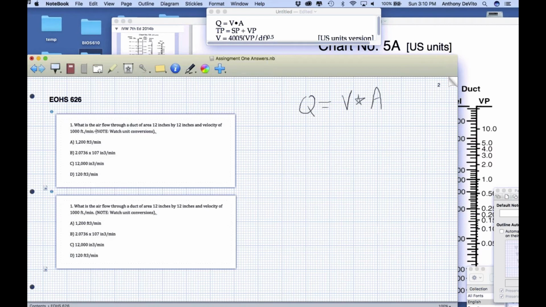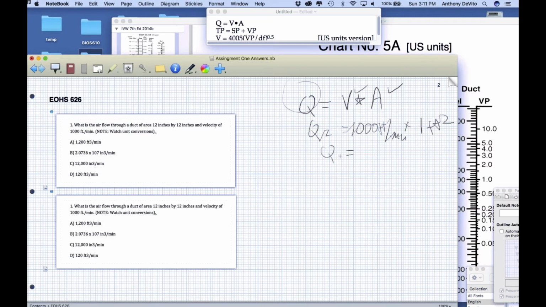So what do we know here? We know the cross-sectional area, we know the velocity, and we're interested in finding out what Q is. So Q is going to be equal to V, the velocity, which happens to be 1,000 feet per minute. We know those are the right units, times our cross-sectional area. Now our duct is a square duct, 12 inches by 12 inches. I'm going to do that conversion right now. That's 1 foot by 1 foot, so that's 1 square foot. 1 times 1 is 1 foot squared.